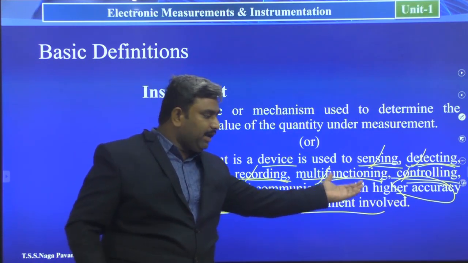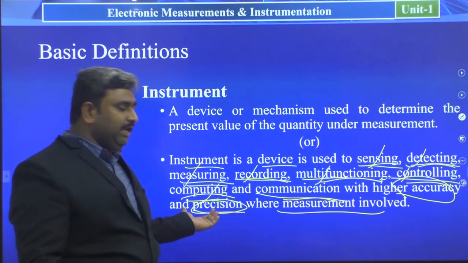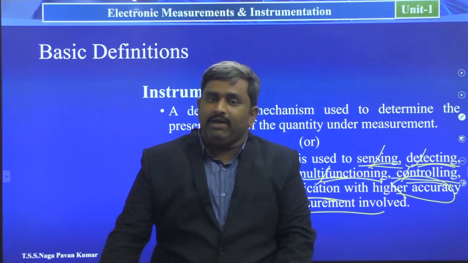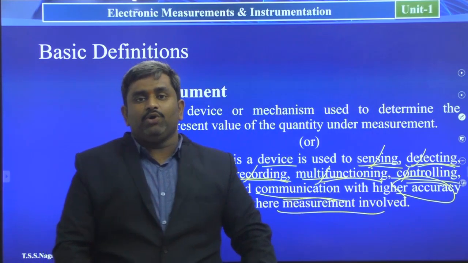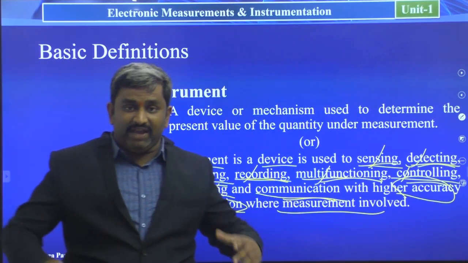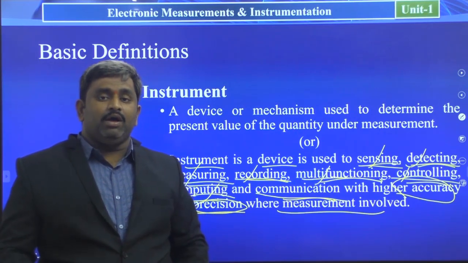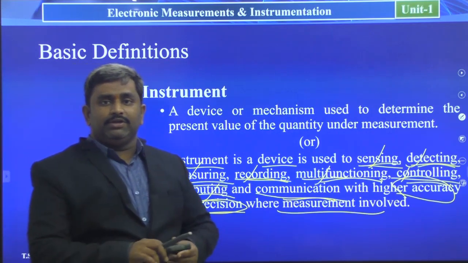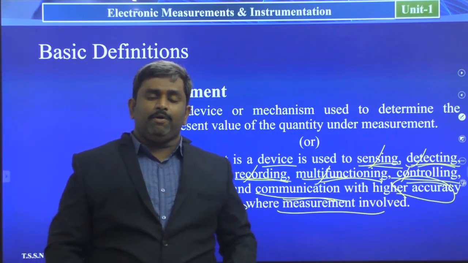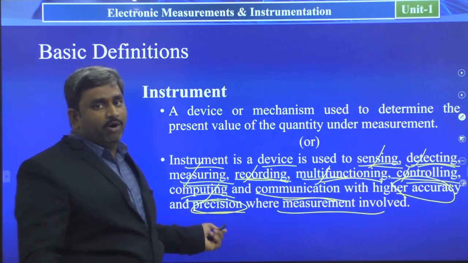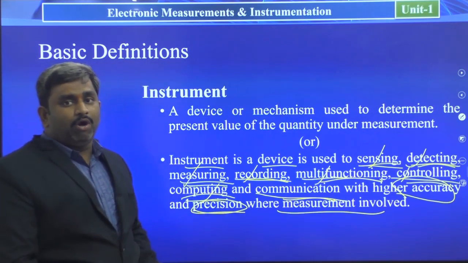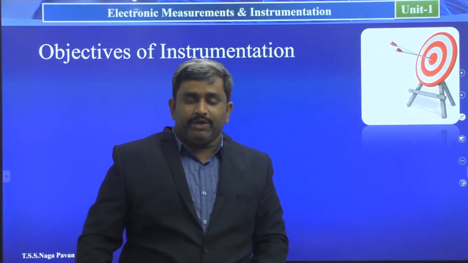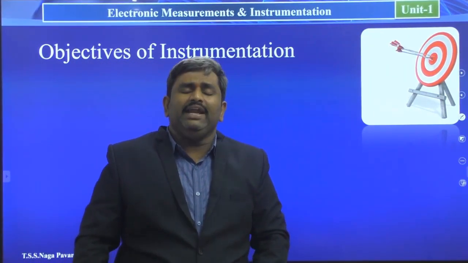The performance we are indicating is within a higher accuracy or precision where the measurement is involved. In that area, we are doing all these operations with very high accuracy, otherwise with very good performance. So this is the performance of any instrument, right? Any type of device which is used for this type of operations, we can call as an instrument.